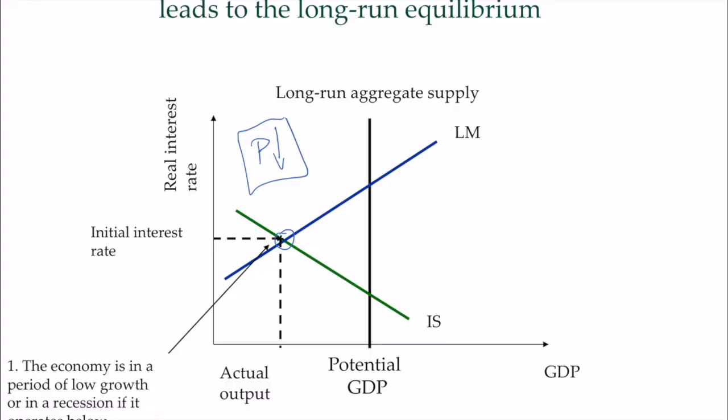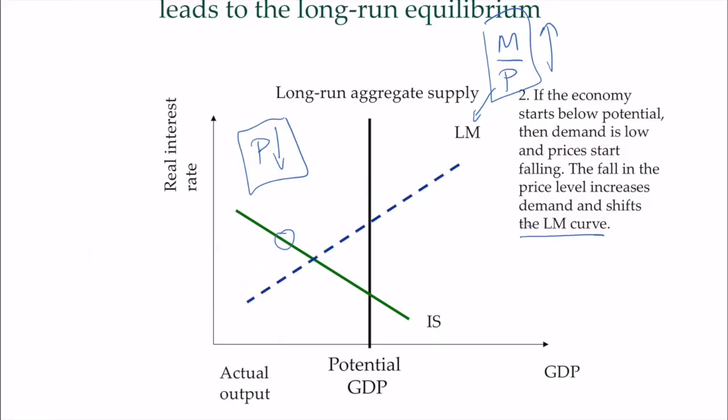Now, as prices fall, we're going to see that money measured in real terms is going to increase. Real money was a concept that was behind the LM curve. And if real money is increasing because prices are falling, this will represent a shift to the right of the LM curve.